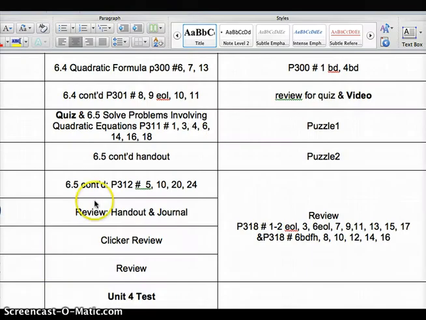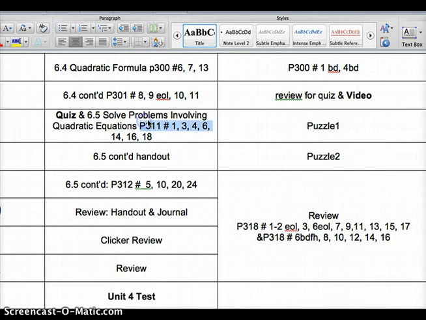Okay? So, if you want to get started on some of the problems, you can get started on page 311, and you can work on questions 1, 3, and 4, maybe even 6. But otherwise, just study for your quiz on using quadratic formula, and then we'll be working on word problems for the next few days. Okay?